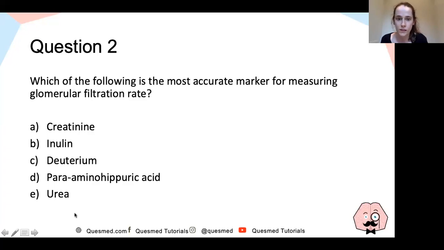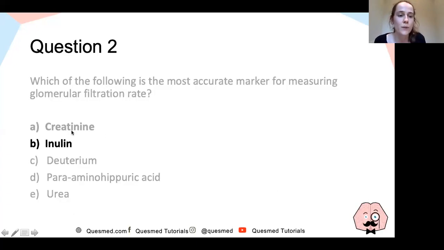Okay, and so we've got about a 50-50 mix of creatinine and inulin, with a few people also saying urea. So going through each of the options, first of all, the correct answer is inulin. So we may have thought it was creatinine because creatinine is often the marker that we use in practice as a marker for glomerular filtration rate.